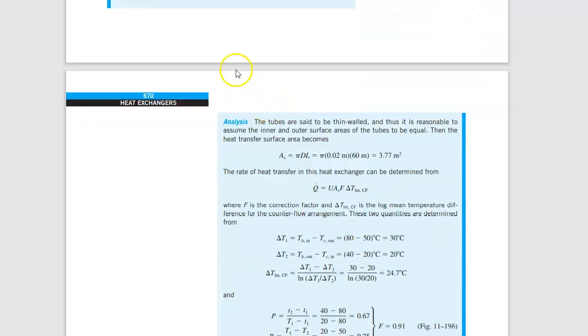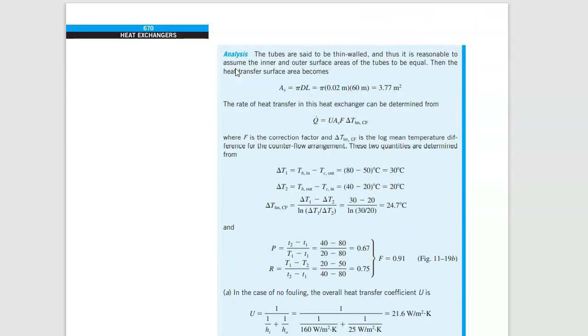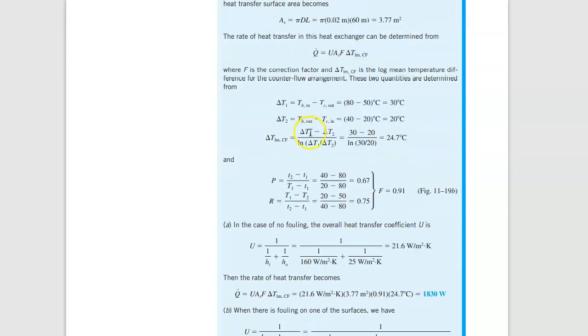So first and foremost, what we need to do is try by having whatever data that we have. The first thing, we know that we want to find the Q dot. So bring out the Q dot formula first. This is the way that we try to find out the parameters that we need to find later on. Q dot equals U A_s F delta T_LMTD. F is the correction factor. So it needs U, A, F and T_LMTD.